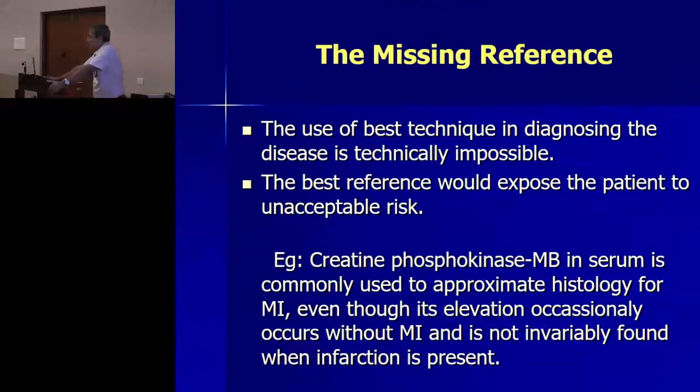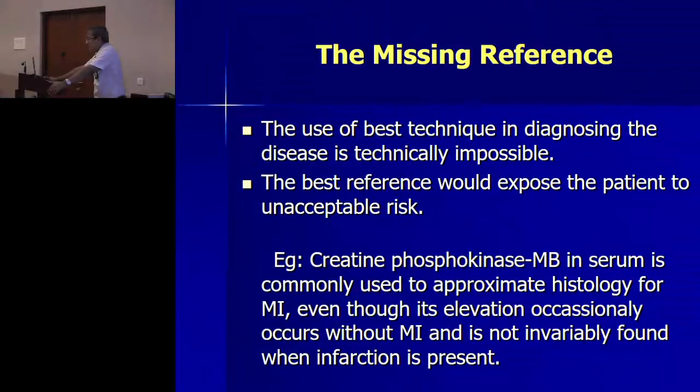So the use of the best technique in diagnosing the disease is technically impossible. It might be technically impossible. We would like to do it, but maybe technically we can't. We can't do laparotomy for everybody, or we can't do something invasive for everybody. The best reference might expose the patient to unacceptable risk. So these are the situations where we might use an imperfect gold standard. I'm just giving you examples of situations where you might end up with an imperfect gold standard.